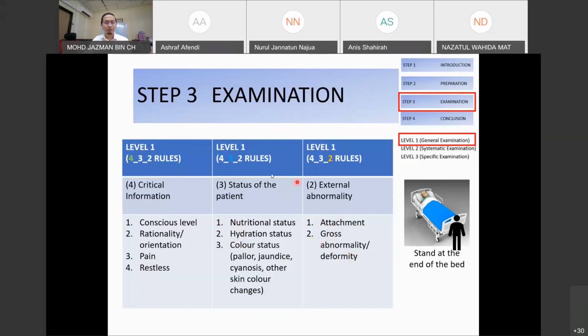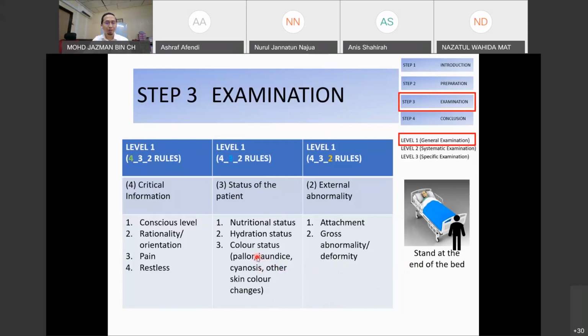Okay, so all these are seen at the end of the bed. I repeat, at the end of the bed. So you spend some time, maybe about 10 seconds or so, to look for this. Okay, so maybe some of you think that you can also detect jaundice or cyanosis from the right hand side of the bed.